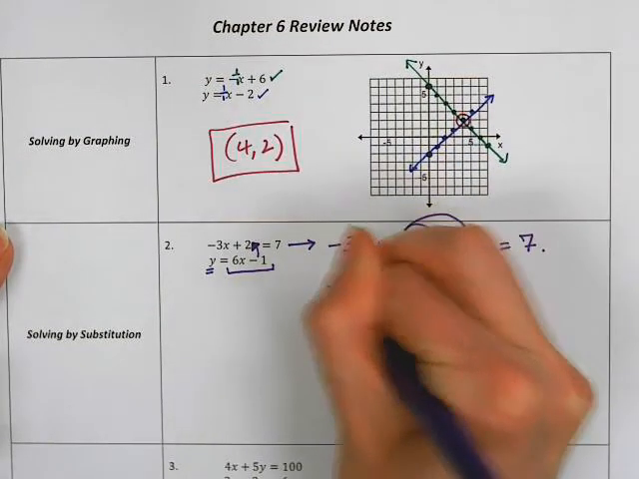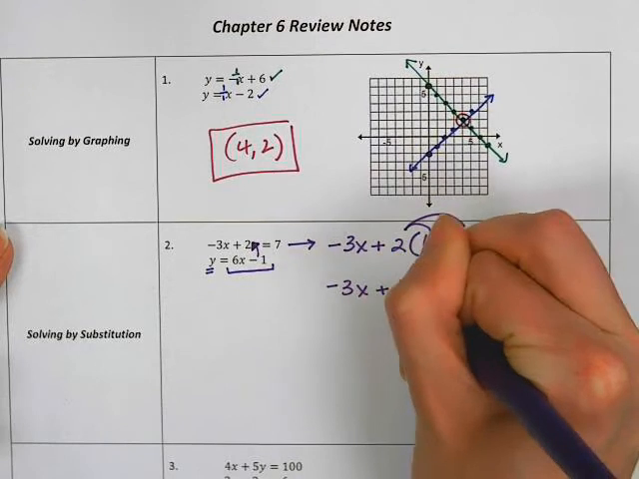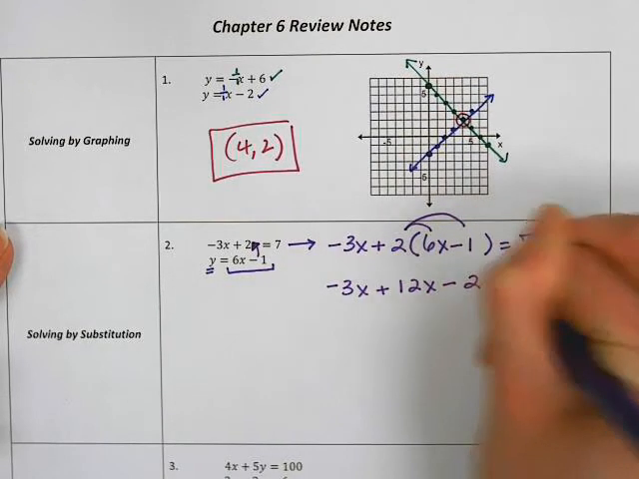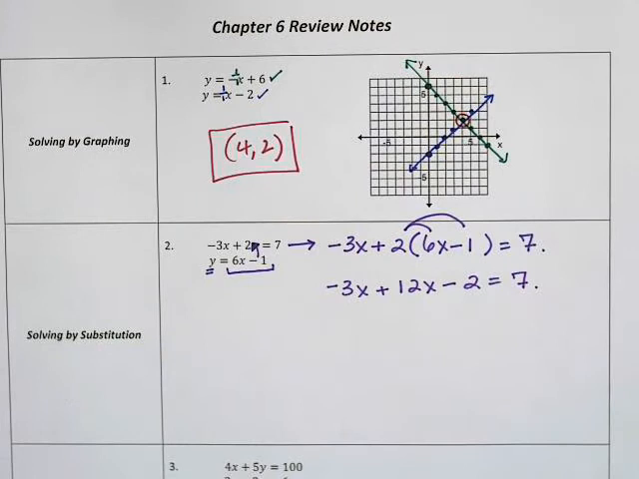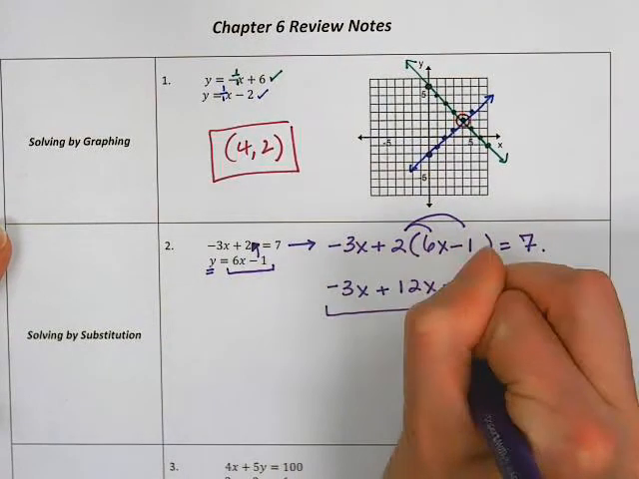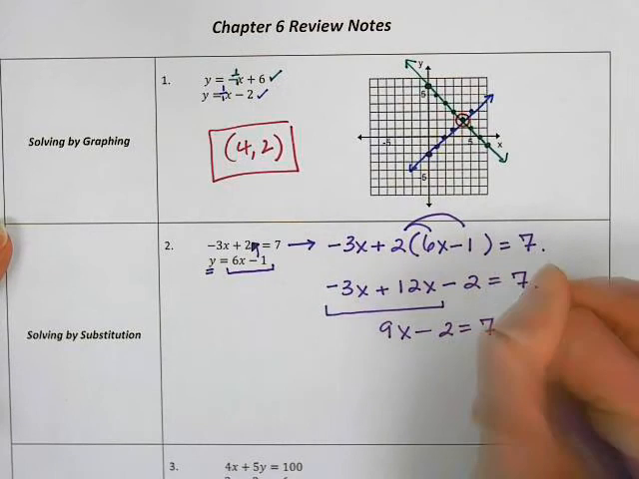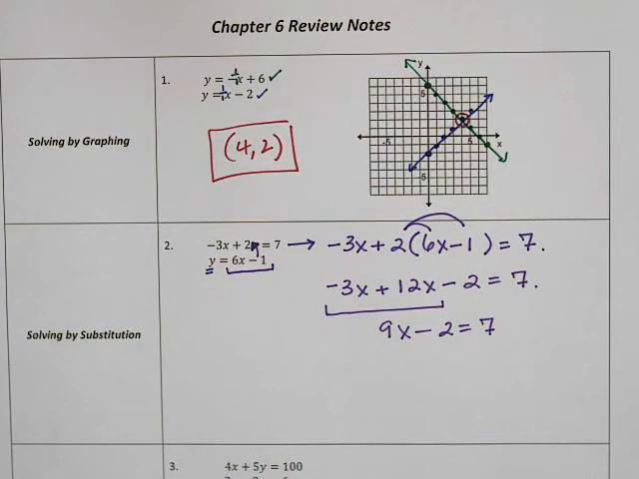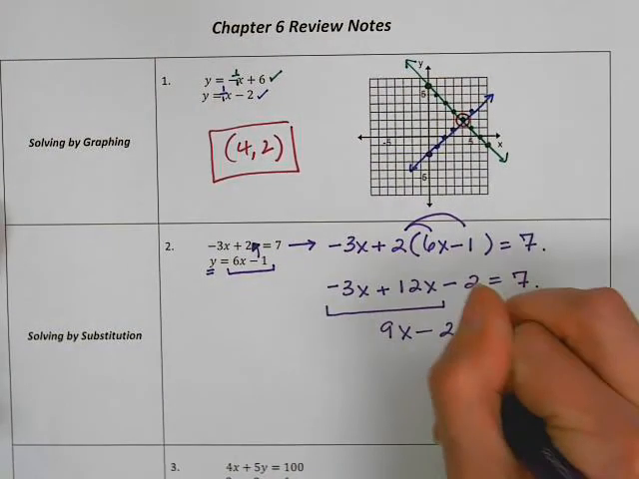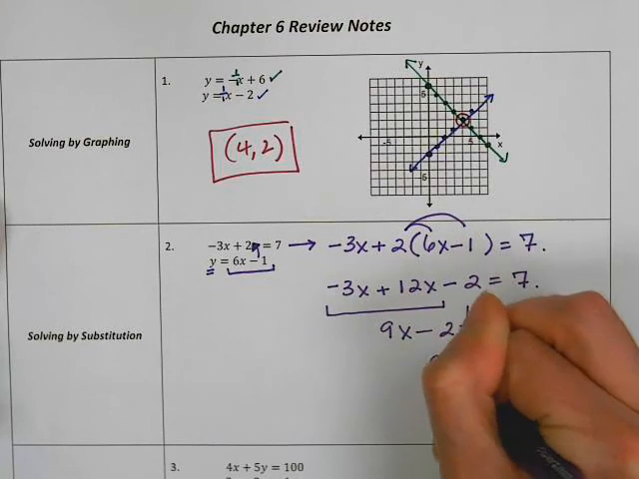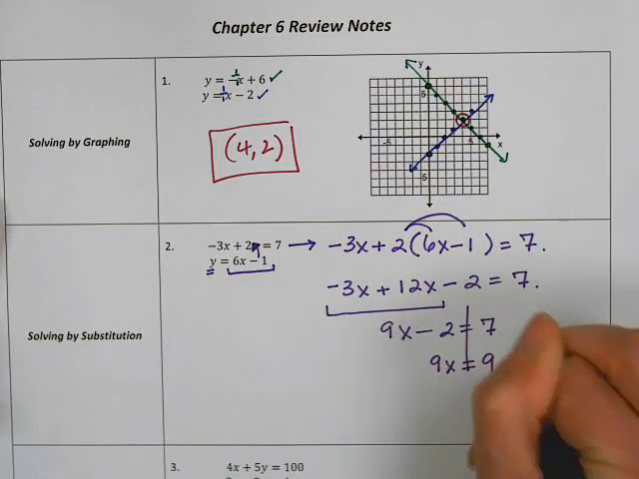And then from here, we just solve like normal, distribute. So you get negative 3x plus 12x minus 2 equals 7. And then combine like terms. So that's now 9x minus 2 equals 7. And then draw your wall and solve. So if we add 2, we get 9x equals 9. Divide by 9, we get x equals 1.